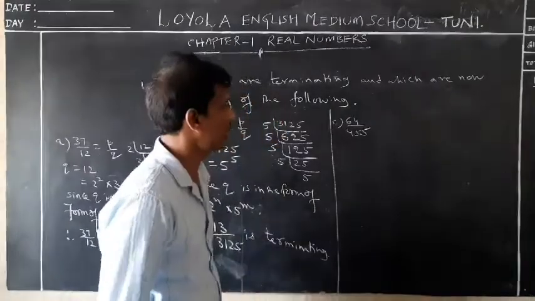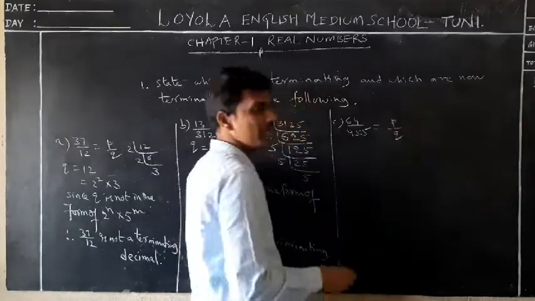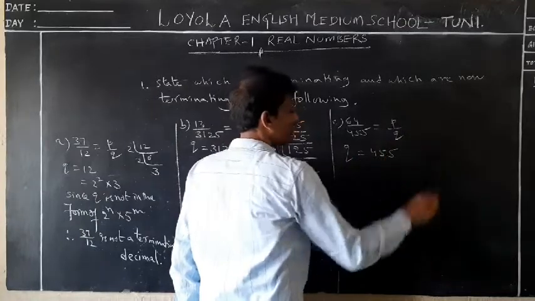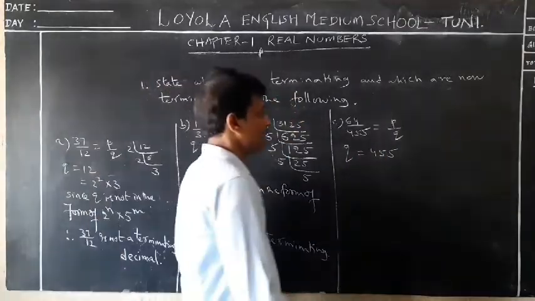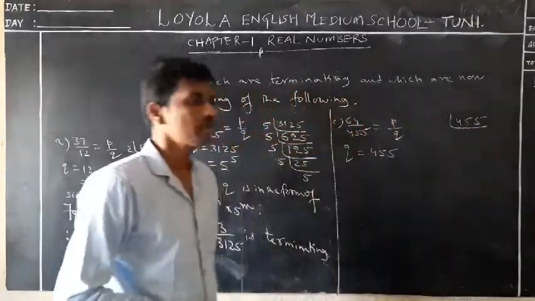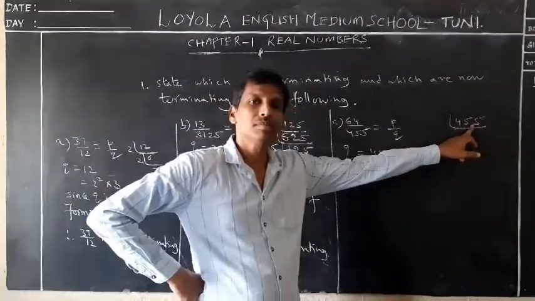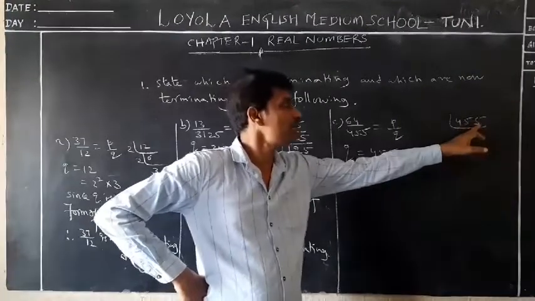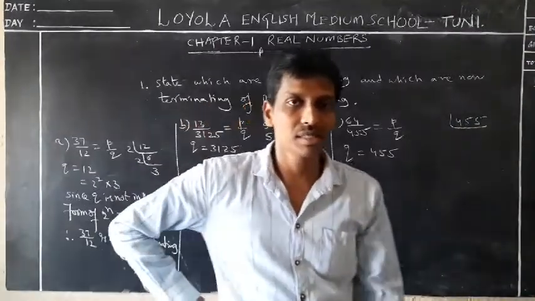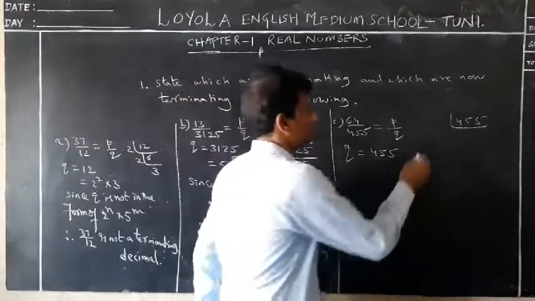64 by 455, which is in the form of p by q. The value of q is 455. So now again 455 I would like to divide with either 3 or 5. Is this number divisible by 3? Is it possible? Let us go through the test of divisibility. 5 plus 5 plus 4 is 14. Sum of all digits is not divisible by 3. So that is the case. Better we go through the 5 division.